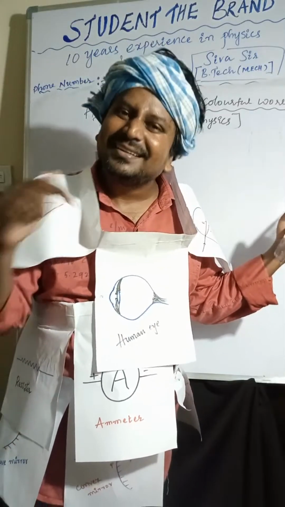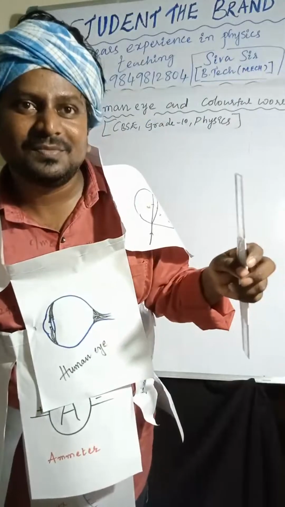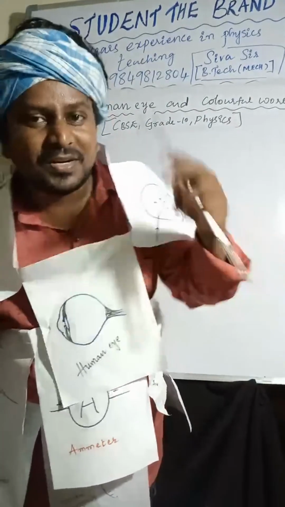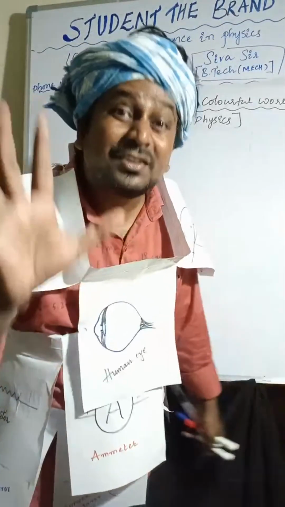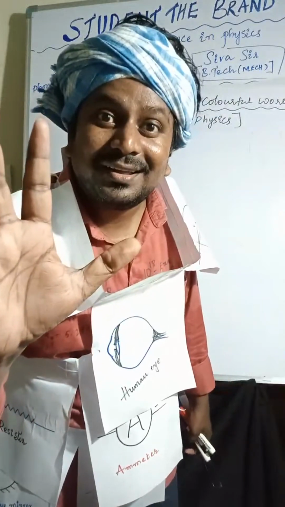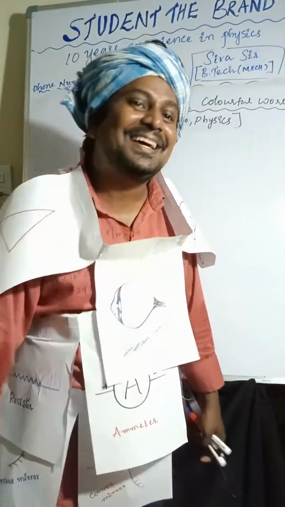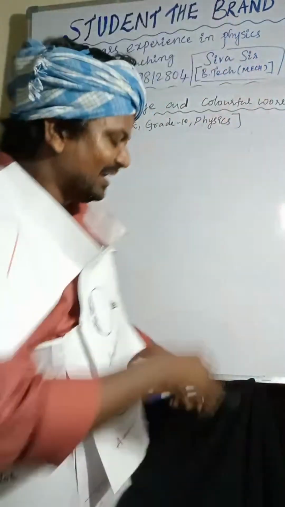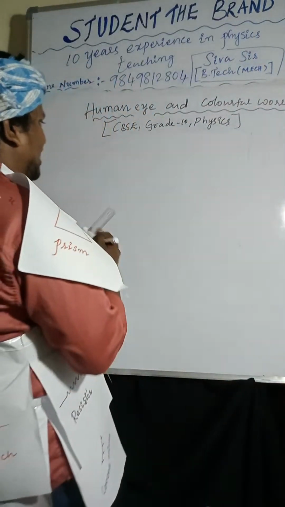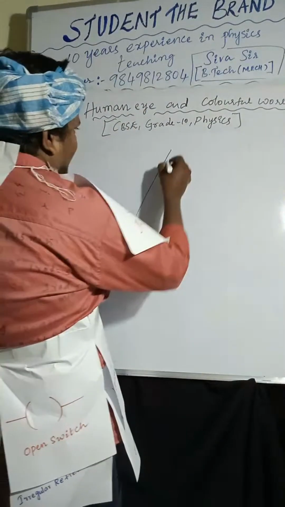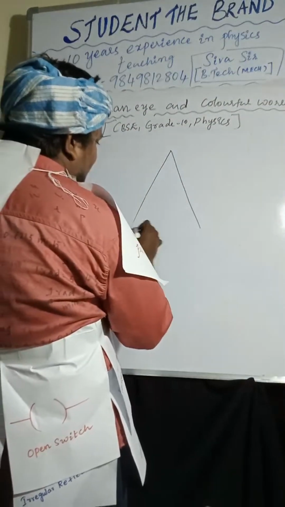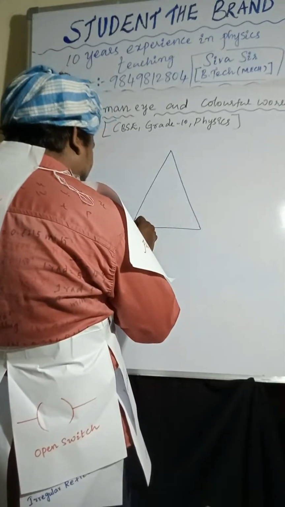Now I will draw the diagram. Recombination of spectrum of white light. Are you listening or not? Recombination of spectrum of white light. So I'm taking here this prism, this is a prism.